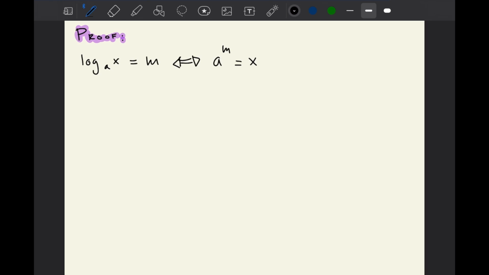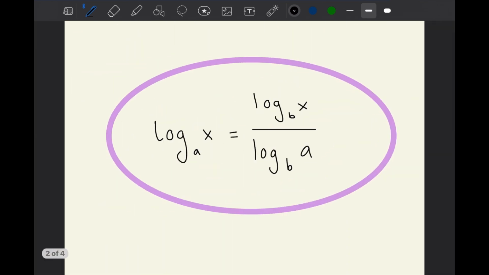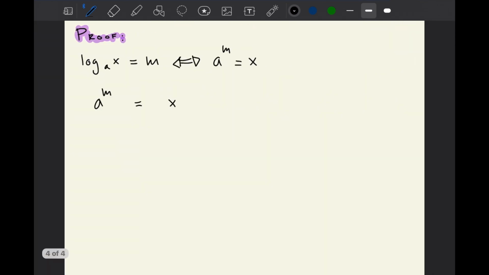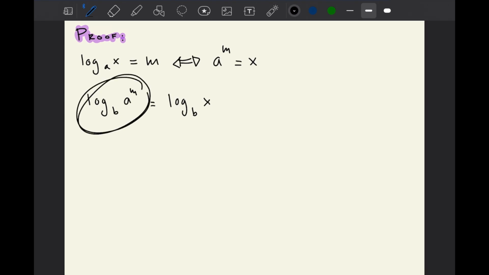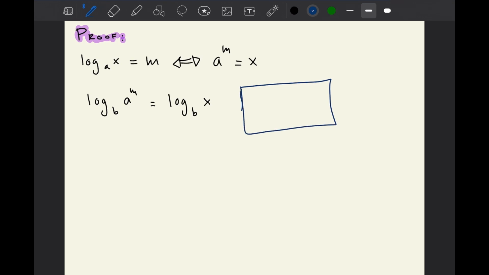So now we can change the base. If we have that a to the m is equal to x, what is stopping us from taking our desired base, which in this case, let that be b, so we can take the logarithm of both sides. So now we have the logarithm with base b of a to the m is equal to the logarithm of base b of x. And if we look at the left side of the equation, this might seem familiar to you if you have come across the power rule in logarithms. And if not, we can prove that later in a future video.